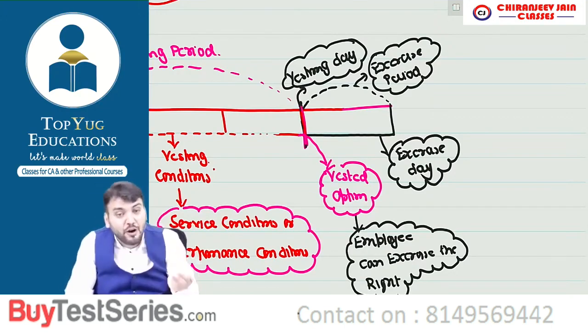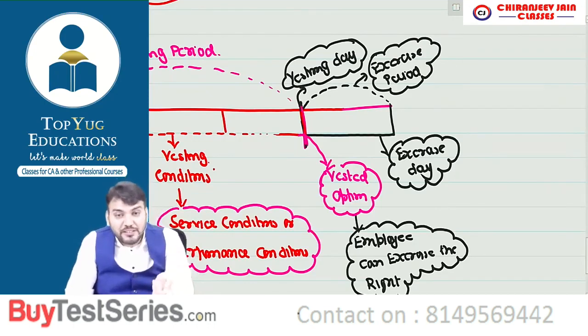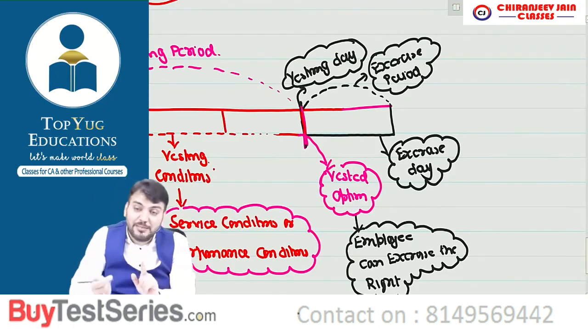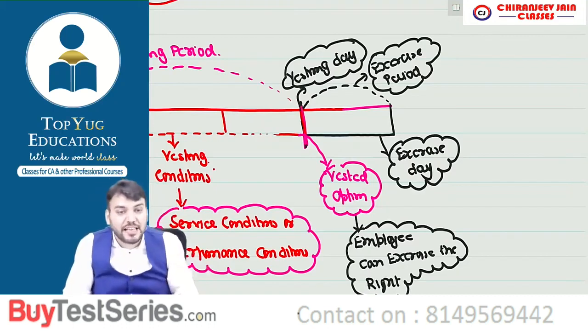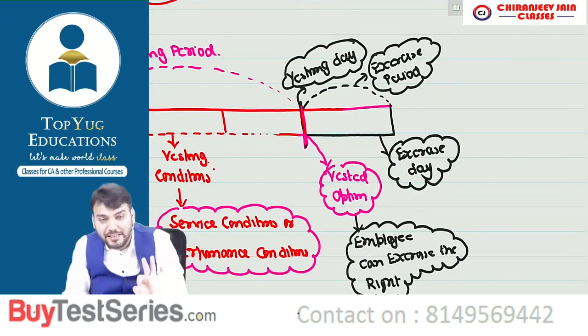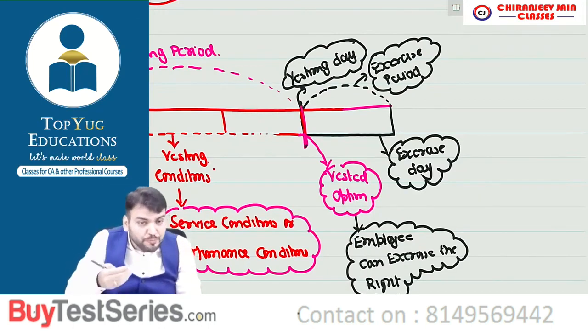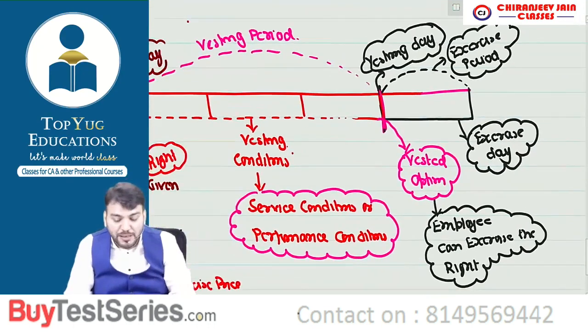If any employee does not exercise their right during the exercise period, then at the end of the exercise period, automatically the vested option will be cancelled. Even though they performed their condition, if they do not pay exercise price within the exercise period, then automatically the vested option will be cancelled. On non-payment of exercise price, the vested option will be automatically cancelled.